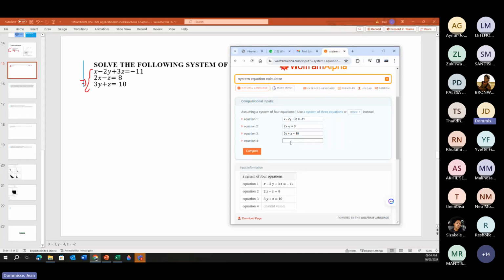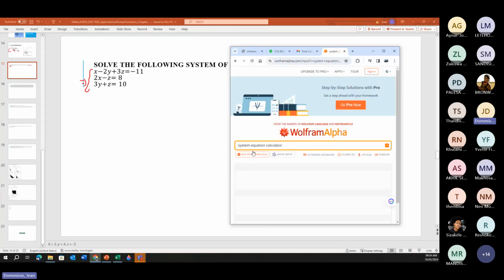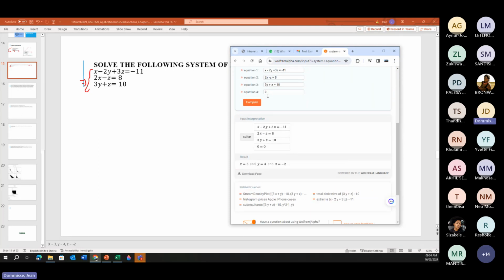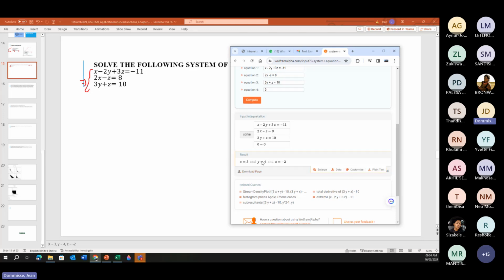Supposed to. Let's just maybe put zero in. Okay. So yeah, in the fourth equation, just put in zero. And when we get to it, you will see that the answers are x is equal to 3, y is 4, z is minus 2. Okay. But I will show you now.